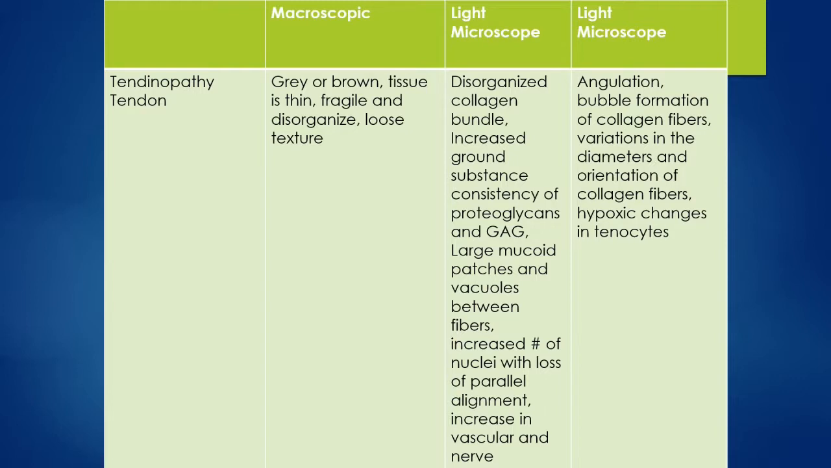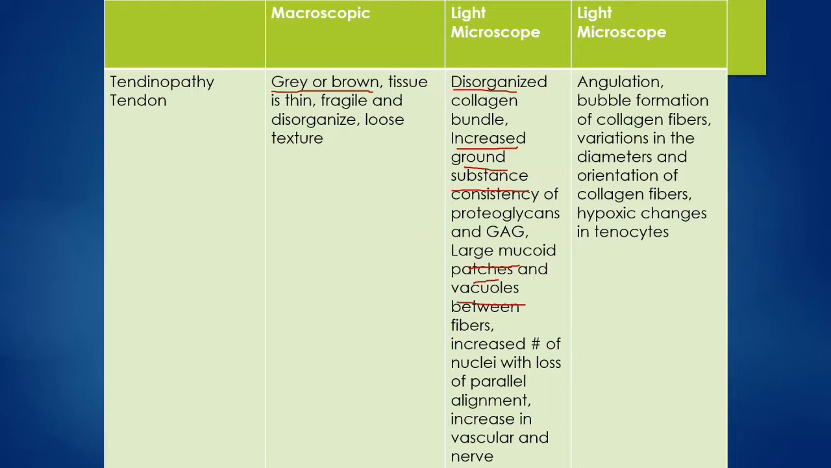With degenerative tendons under the microscope, no longer is the tendon brilliant white. It changes color to a gray or brown type of tint. We see that the tissue is thin, the tissue is fragile and disorganized, and there's sort of a loose texture due to proliferation of the aqueous extracellular environment. We see that what was once organized and parallel collagen fibers becomes now disorganized. We see an increase in the extracellular matrix ground substance with large mucoid patches and open vacuoles between the fibers.